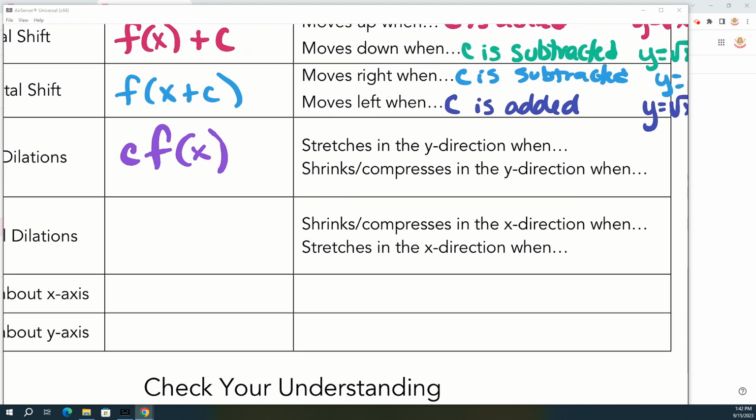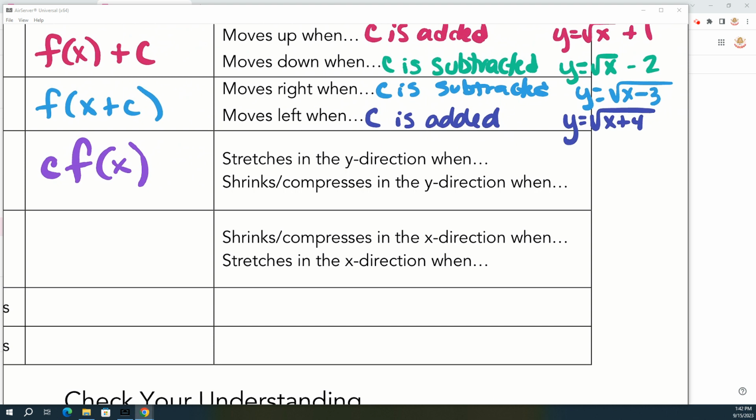And I really wish I would have not printed this, so I could have changed it a little bit, but I would have added vertical. That doesn't say vertical. You have a vertical stretch if you multiply on the outside and the C is greater than 1. So that's like if you would have y equals 2 square root of x.